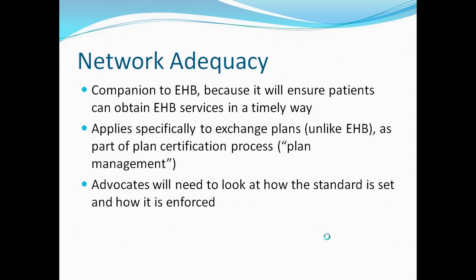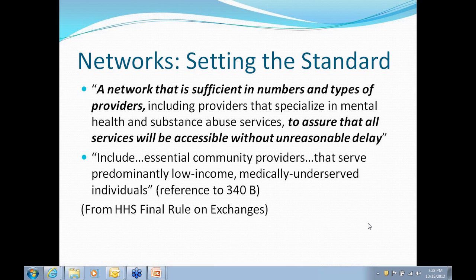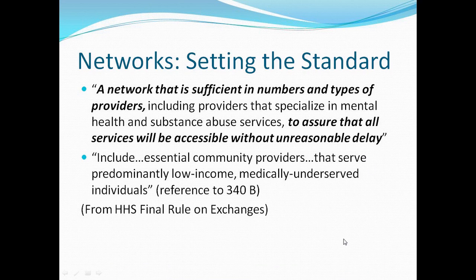Next slide. This is what the rule actually says about network adequacy. It is this simple definition: a network that is sufficient in numbers and types of providers, including providers that specialize in mental health and substance abuse services, to assure that all services will be accessible without unreasonable delay. And in addition, it must include essential community providers that serve predominantly low-income and medically underserved individuals, with a specific reference to 340B providers. And again, this is taken from the final rule on exchanges.